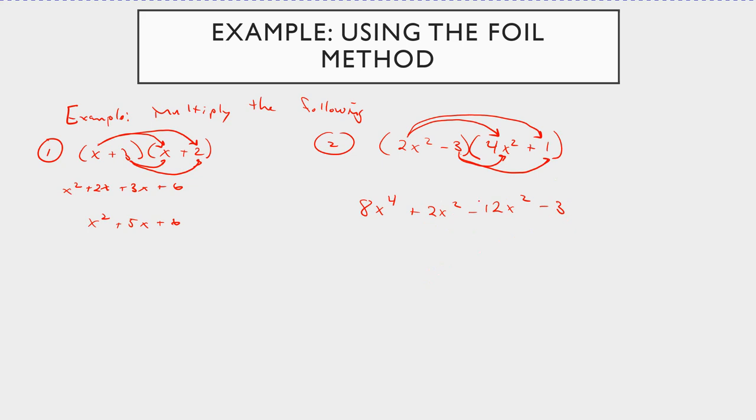And then you just have to do 2x squared minus 12x squared. So this gets me 8x to the 4th minus 10x squared minus 3. So first, outer, inner, last is this FOIL method.